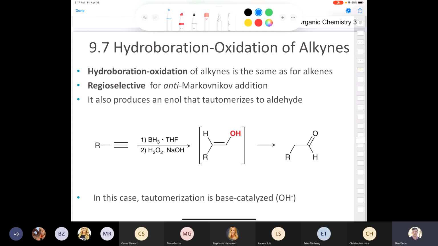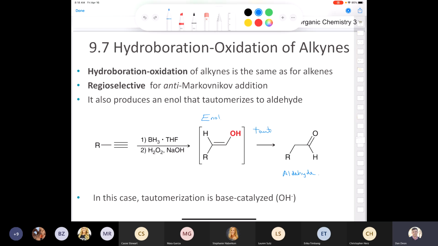You probably notice right away that we end up with an enol again. But when this enol undergoes tautomerization, we don't get a ketone, we get an aldehyde. Okay, we end up with an aldehyde. So you take a terminal alkyne, you treat it with borane, THF in the first step, hydrogen peroxide and sodium hydroxide in the second step, and you get an enol that tautomerizes to give you an aldehyde.